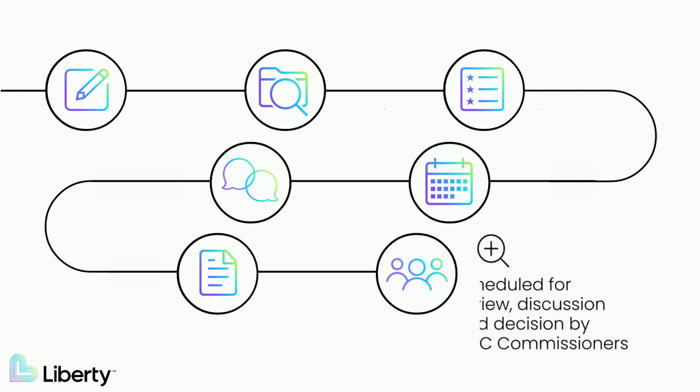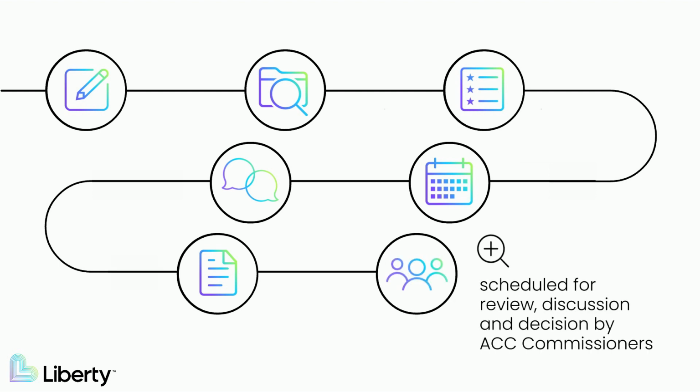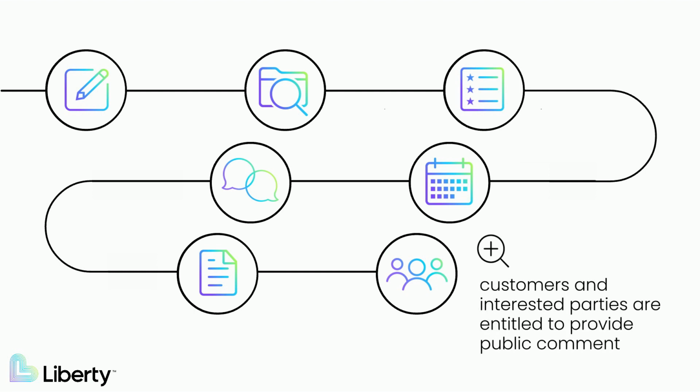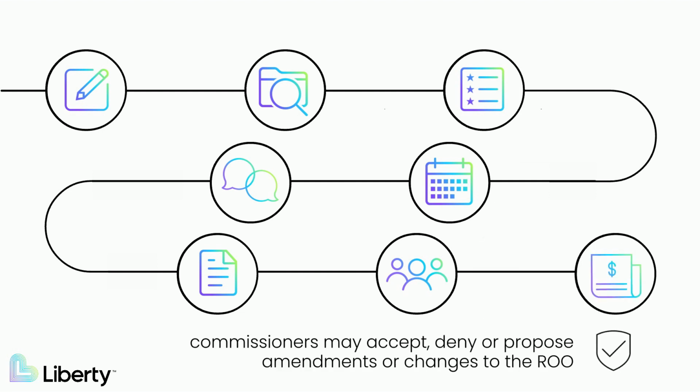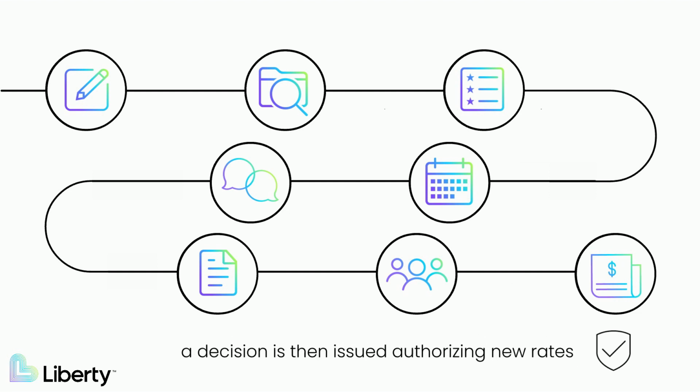The ROO is then scheduled for review, discussion, and decision by ACC commissioners during a public open meeting, and customers and interested parties are entitled to provide public comment during the open meeting. Commissioners may accept the ROO as written, deny the ROO, or propose amendments or changes to the ROO. A decision is then issued authorizing new rates that go into effect usually the first day of the following month.